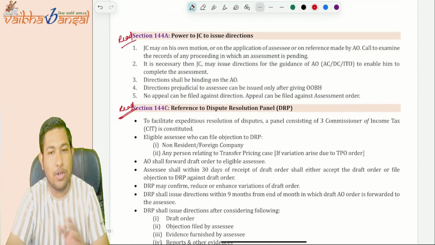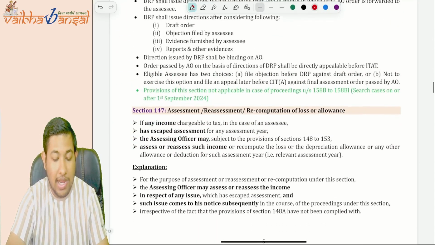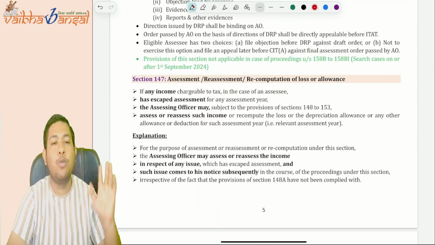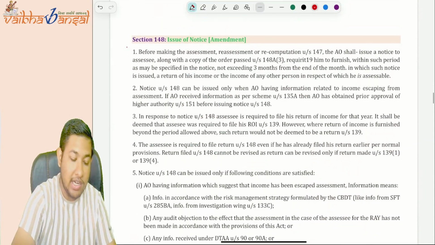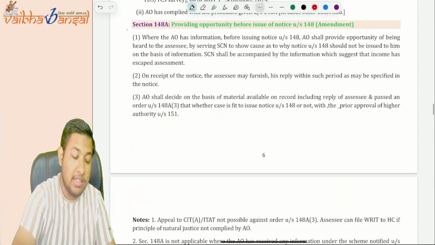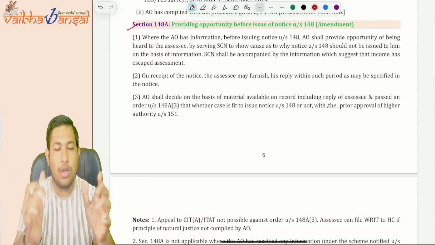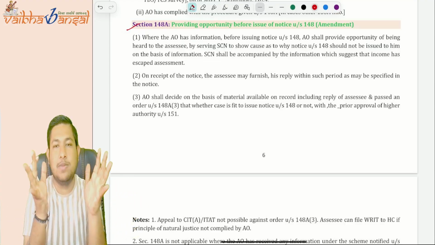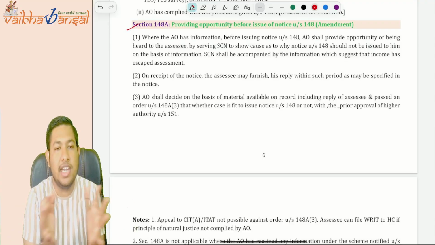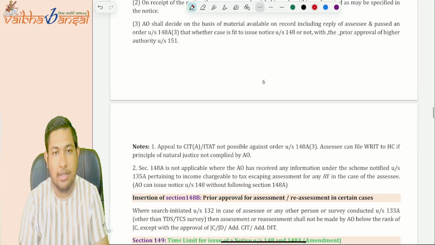What is DRP, what is CITP, we'll go and see it. And then the most important sections will come. That is section number 147, 148, 148A. These are the sections which are combined. 147, 148, 148A are the single assessment. You need to understand these three sections simultaneously.